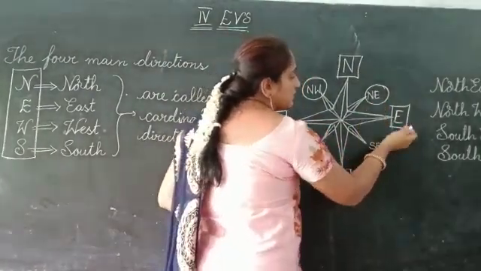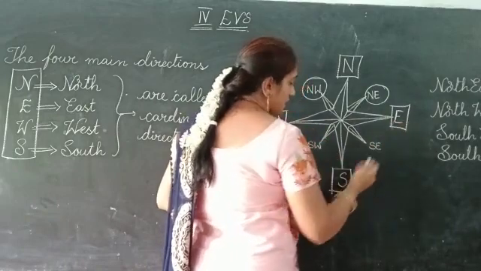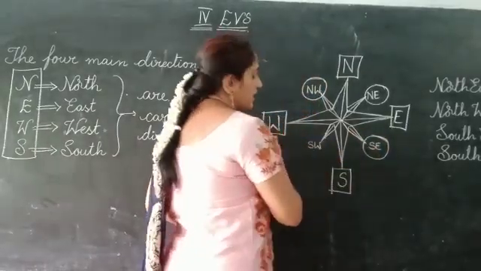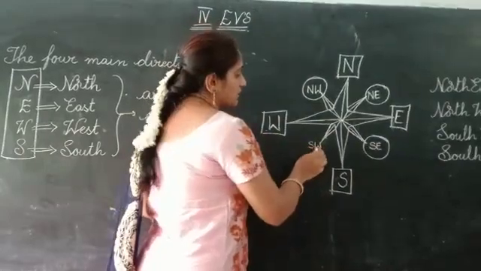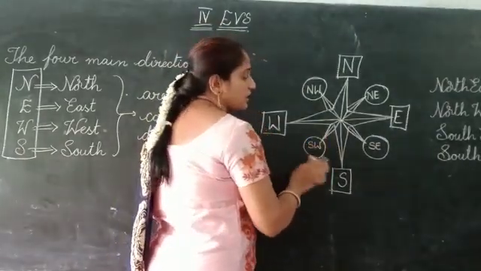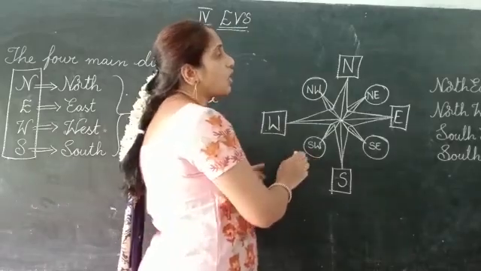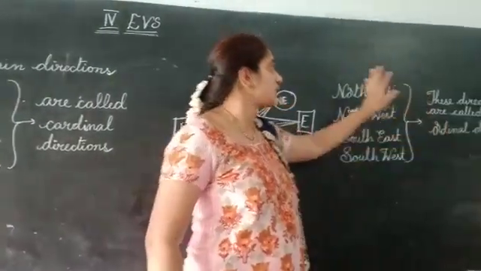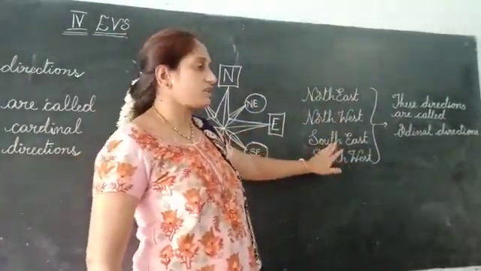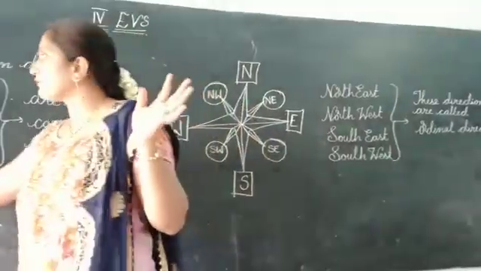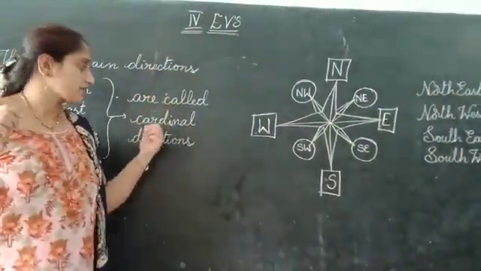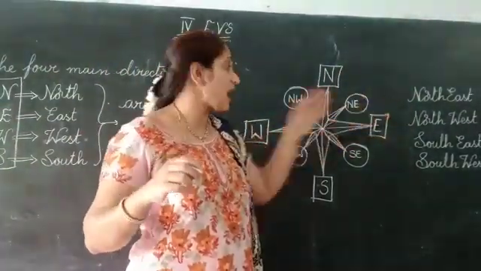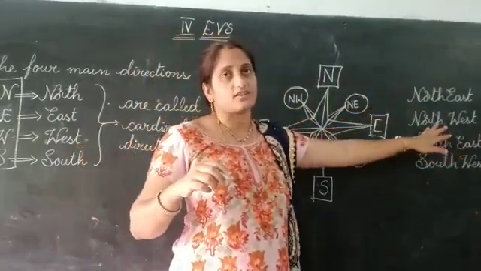And this is southeast. This is east and this is south, and the direction which lies between south and east is southeast. And this is west and this is south, and the direction which lies between south and west is southwest. These are ordinal directions. So these 4 directions, northeast, northwest, southeast, southwest, are called ordinal directions. The main 4 directions are called cardinal directions, and the remaining 4 directions which lie between these cardinal directions are ordinal directions.